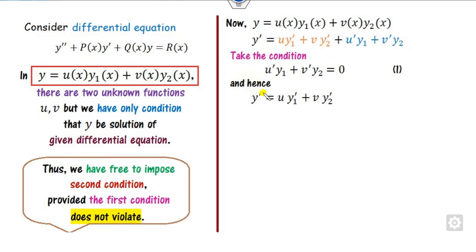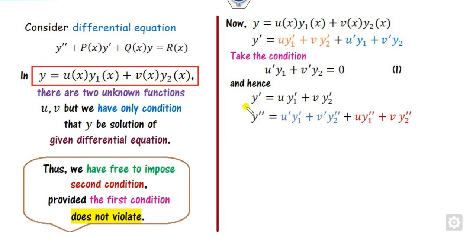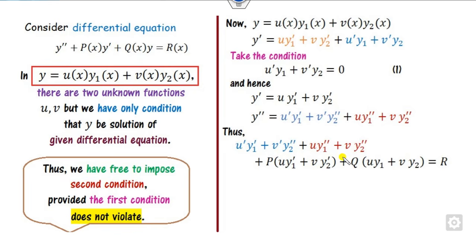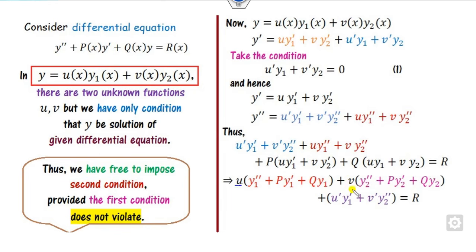The second condition: once you substitute this value here, y dash will be this. Similarly you can find y double dash, again using the product rule, so you can take it as this and so on. Substitute these two values in the given differential equation and you will get this. Now you can equate the pairs, you can see the u terms and so on.